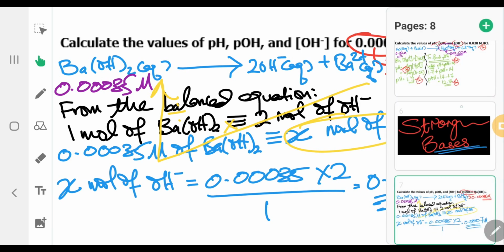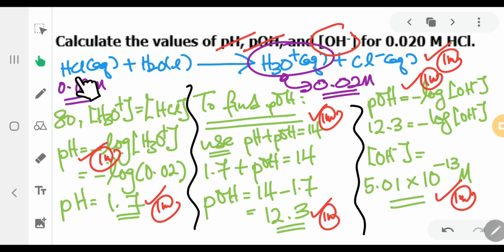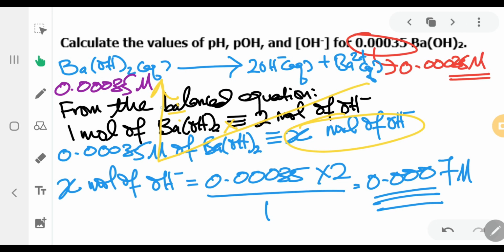Okay, if you go back to the strong acids, this is 1 to 1. You have 1 mole of HCl right there to produce 1 mole of H3O plus. Whereas this one you have 1, 2, 2. Okay, 1 mole of barium hydroxide to produce 2 mole of OH minus. Therefore, if we have 0.00035 molar right there, you should times 2 to get the concentration of OH minus. Thus, this is the concentration of OH minus that we're going to be using. Okay.